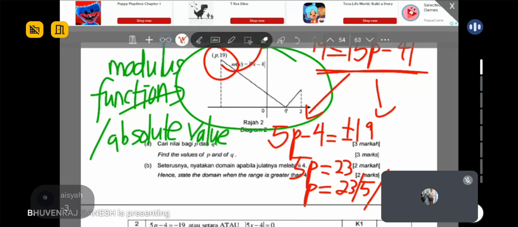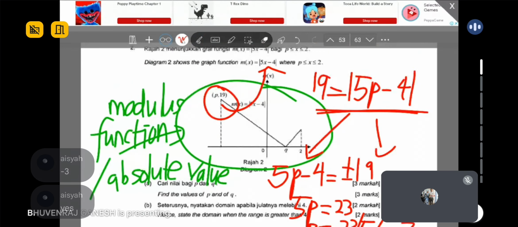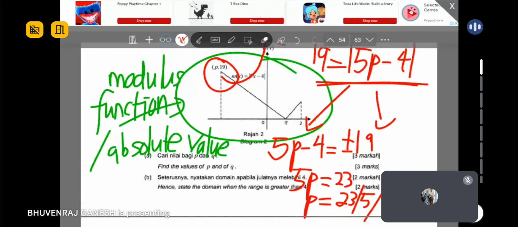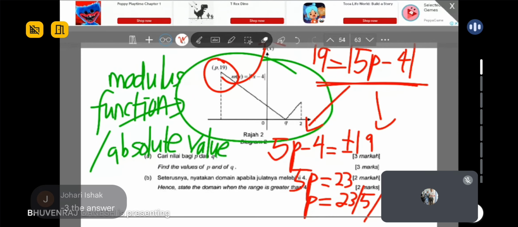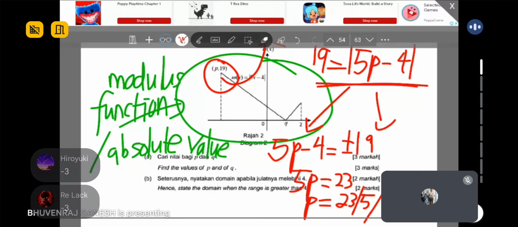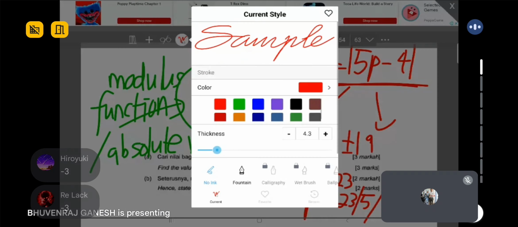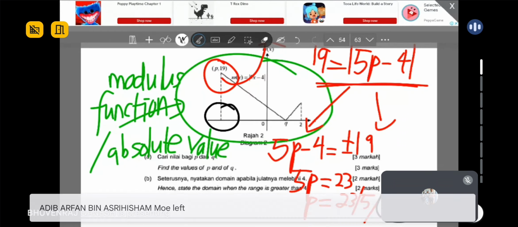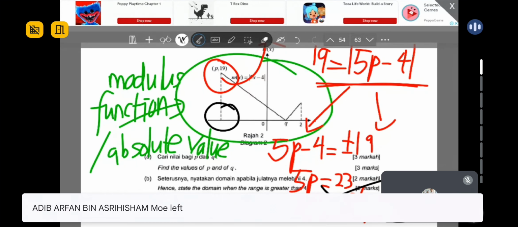Boleh dapat? Okay, so now you refer the graph guys. So kamu akan pilih nilai mana untuk nilai P. Which one is the correct answer? 23 over 5 or negative 3? Yes, okay, negative 3 lah. Because your P value is negative. Okay, that's why jawapan must be negative. Okay, this one you reject. Kamu kena tolak yang ni.